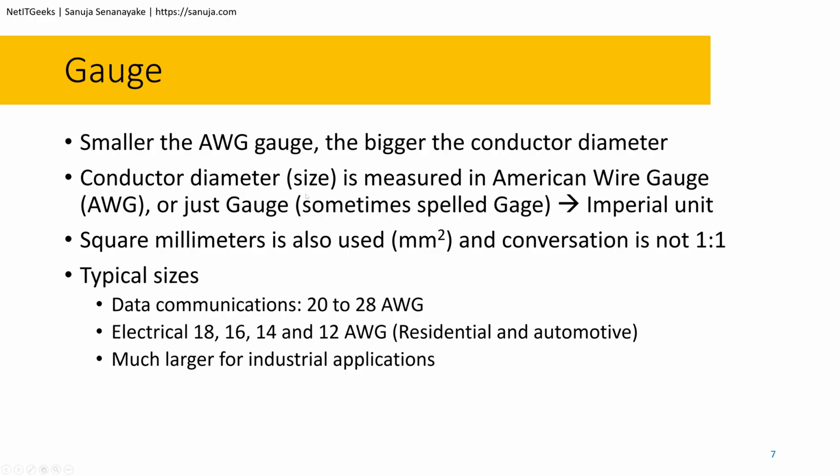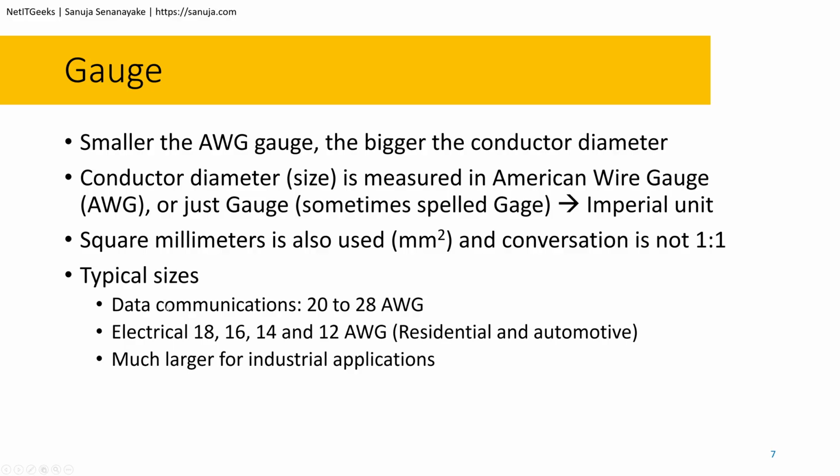However, there are also square millimeters in use. And the conversion between the AWG and the square millimeter is not always 1-to-1. In other words, a gauge of 20 doesn't always translate into a specific number in square millimeters. So there are some conversion factors you need to take into account.